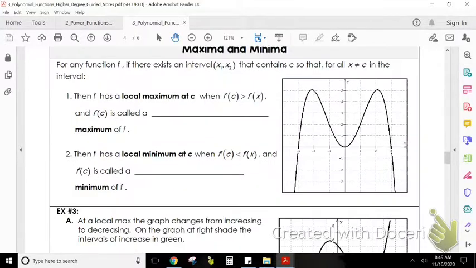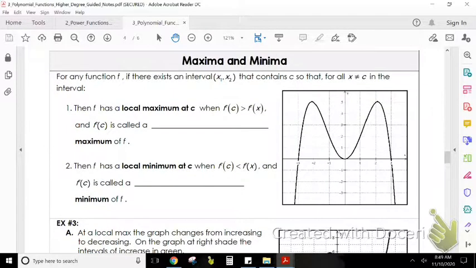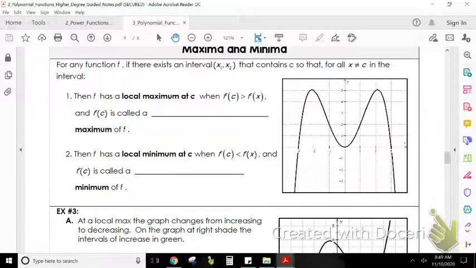All right, so some more review stuff. Maximum, minima. It says for any function f, there exists x1, x2 that contains c, so that all x not equal to c in the interval is this. What is a local maximum at c? Well, the definition says f of c has to be greater than f of x. Then f of c is called a local maximum. Remember, local is just another word for relative.